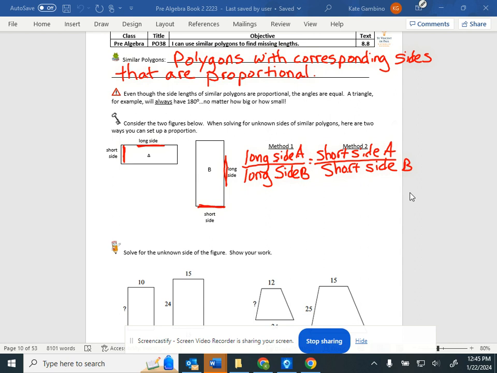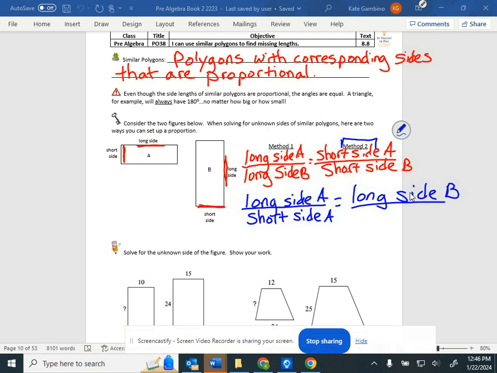Our second method, I had to write big so you could see it, but our second method I'm going to do in blue. It would be long side A over short side A, and that equals long side B over short side B. So again, when we look diagonally, we have long, short, we have A, B. So looking diagonally, they're the opposite ones.